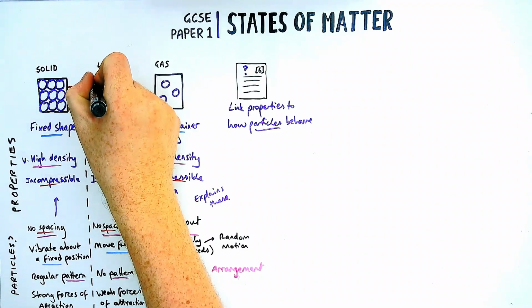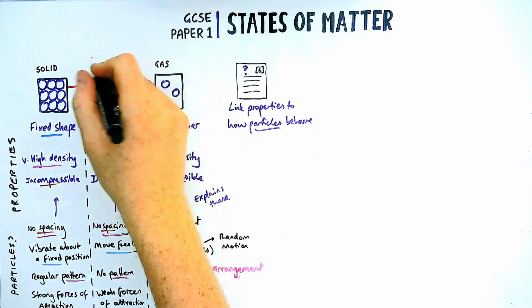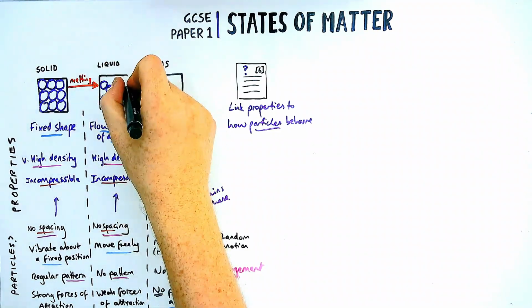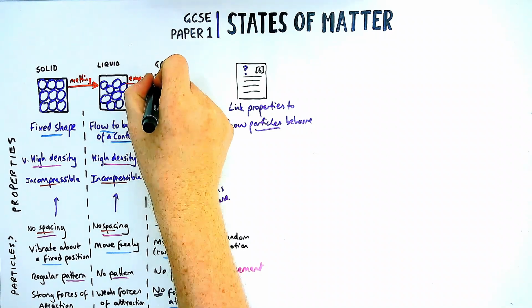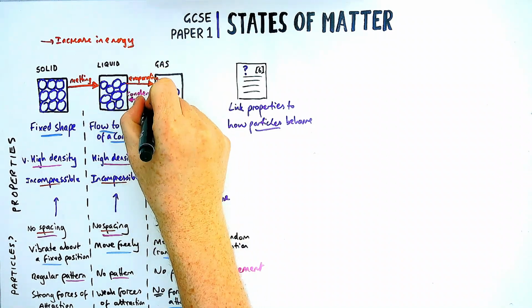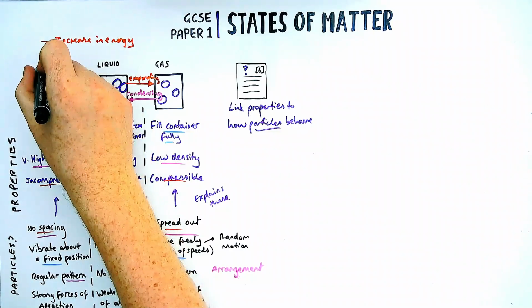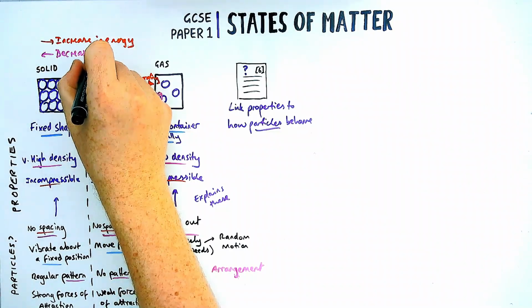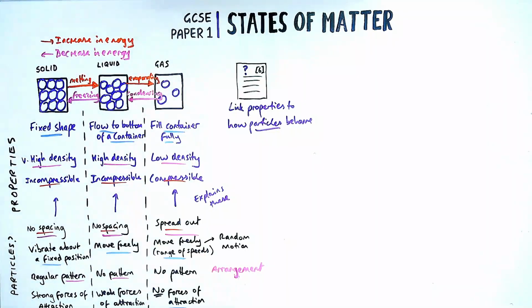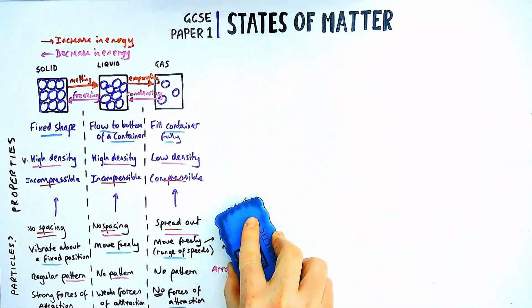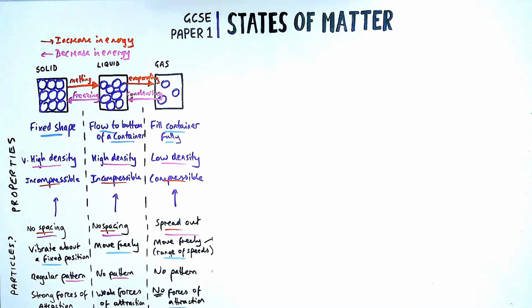Let's talk next about changes of state between these states of matter. So we should all know a solid to a liquid is known as melting, a liquid to a gas is known as evaporating. Going the other way, a gas to a liquid is condensing, and a liquid to a solid is freezing. To go from a solid to a liquid, or a liquid to a gas, that requires an increase in energy, or energy to be supplied. Whereas to go the other way, gas to liquid or liquid to solid, the substance is going to decrease in energy, meaning it's going to release energy to the surroundings.